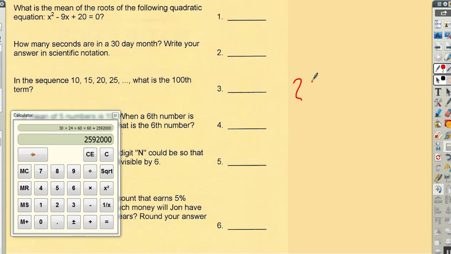So we have 2,592,000. I like to put the commas in so it's easier to say. That's 2 million seconds. Isn't that kind of crazy that 1 month is 2 million seconds? Well, 2.5 million seconds, really. And so they want you to round your answer. No, sorry, not round your answer. They want you to answer in scientific notation.